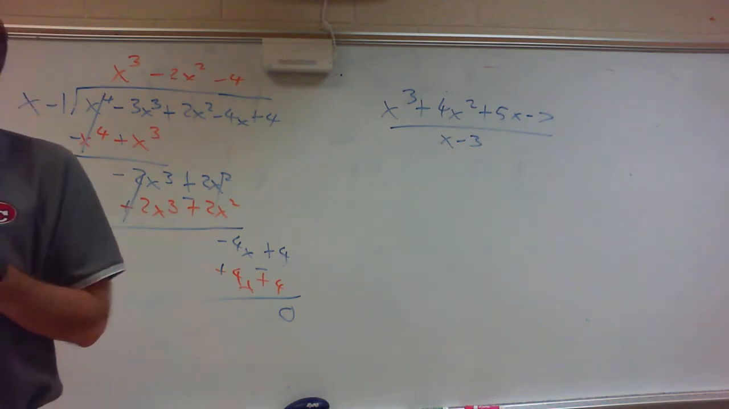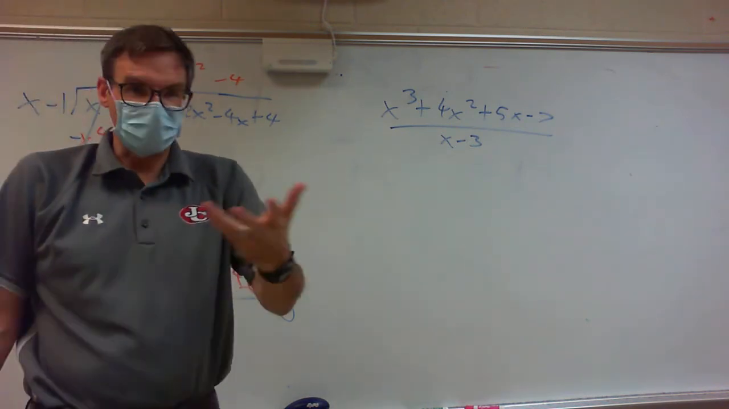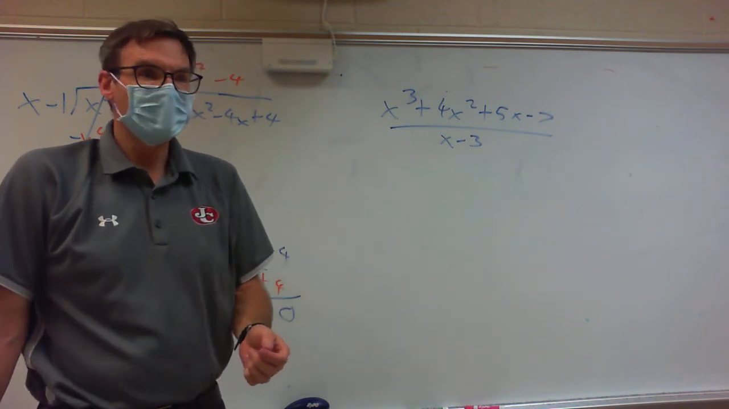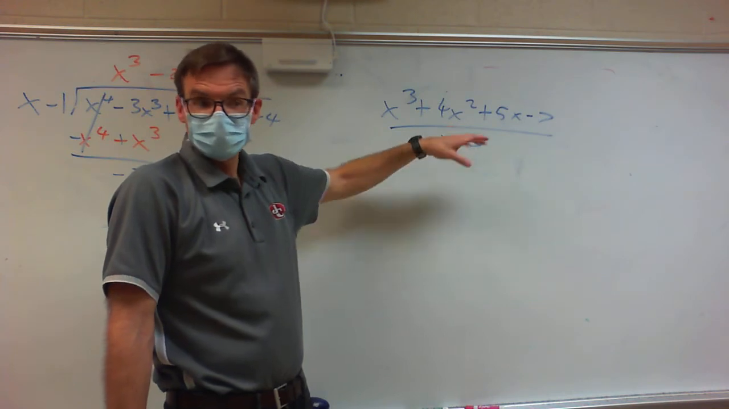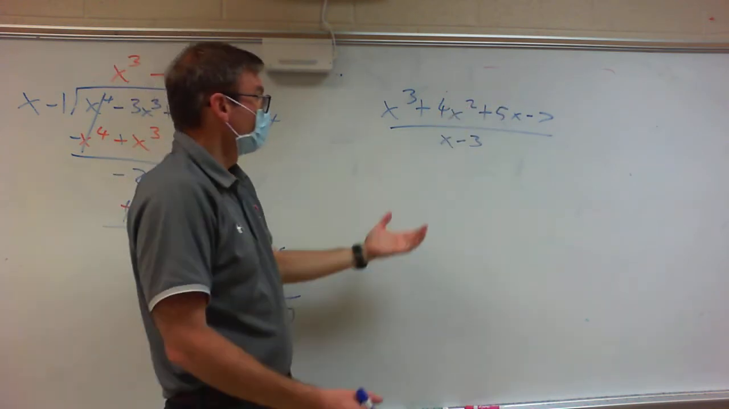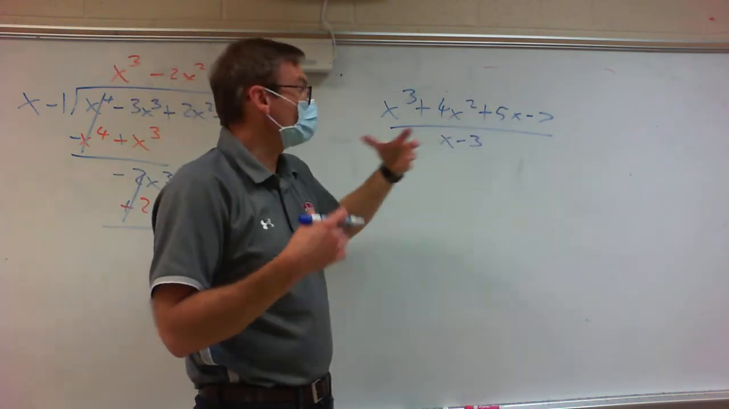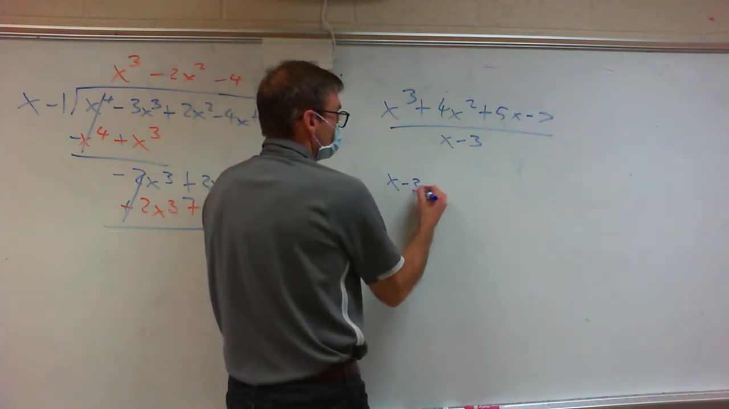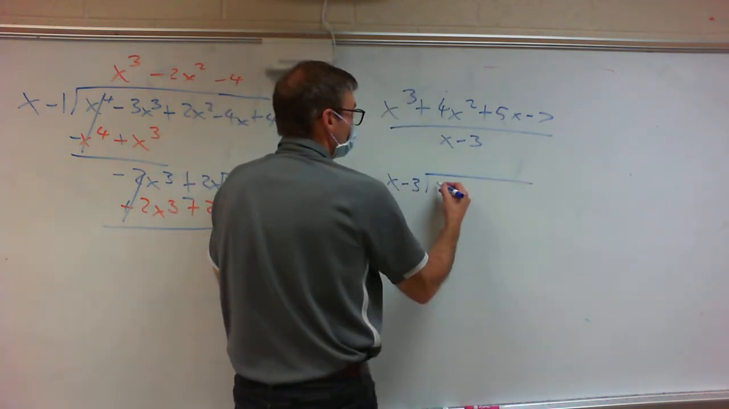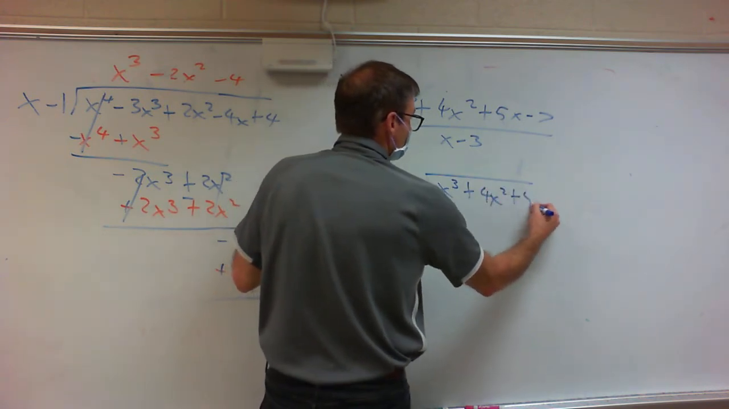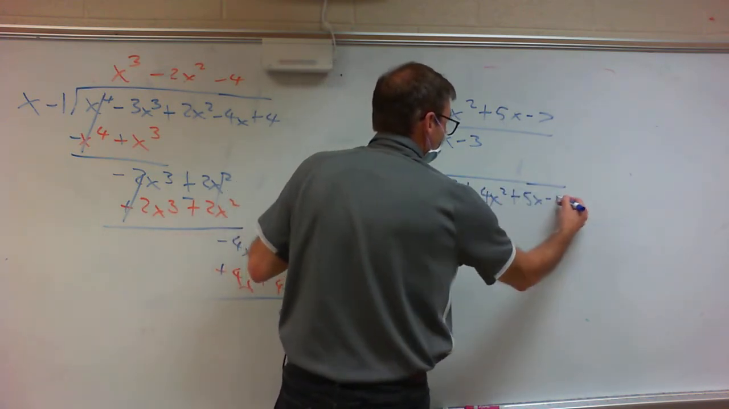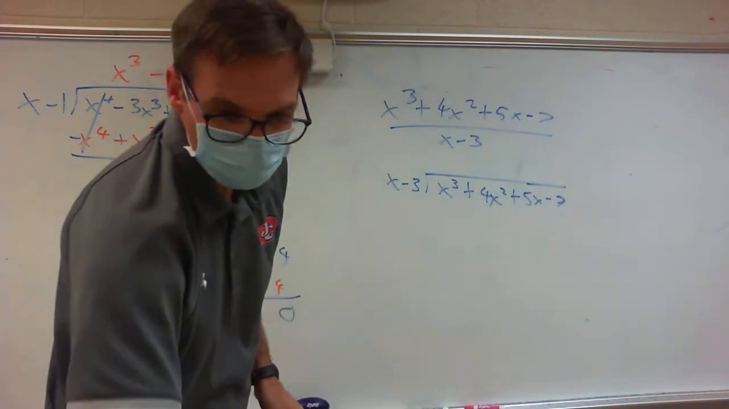This is a division problem, right? Anytime you see a fraction, that's a division problem. It's this divided by this. Okay. So how do you solve it? Well, if it looks like this, you write it as x minus 3. I'm going to divide that into x cubed plus 4x squared plus 5x minus 7. And I'll let y'all finish.